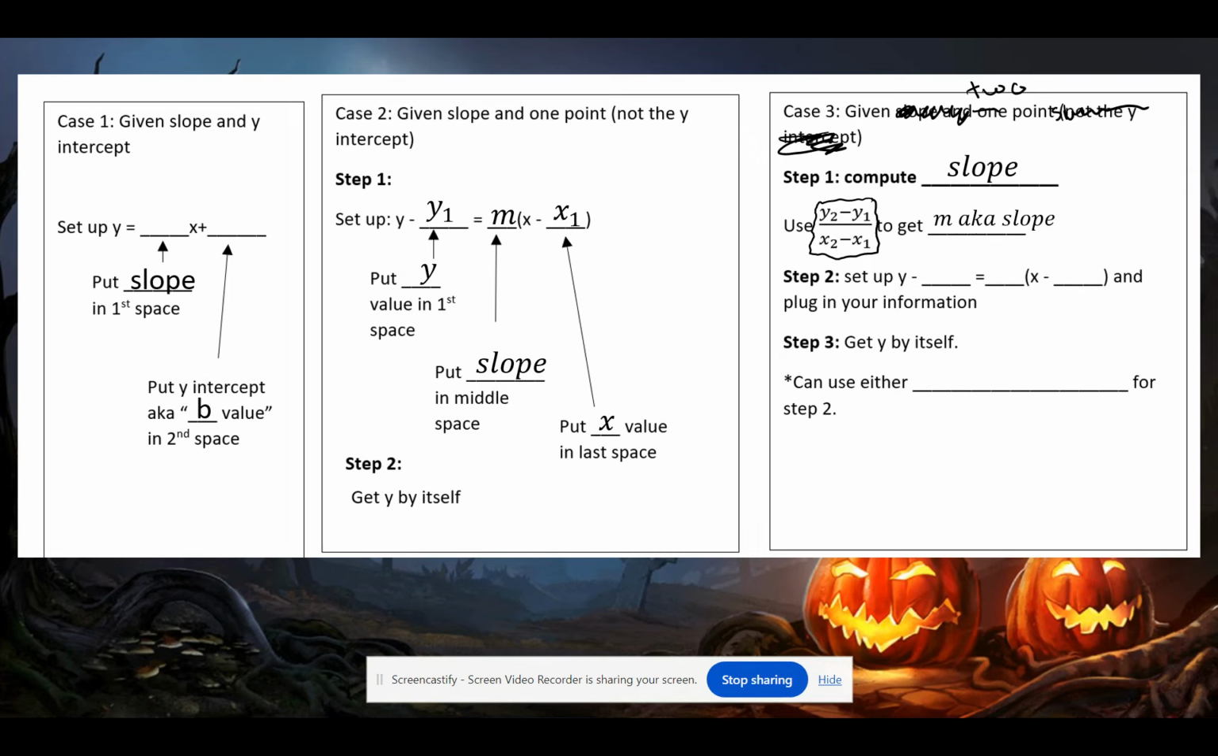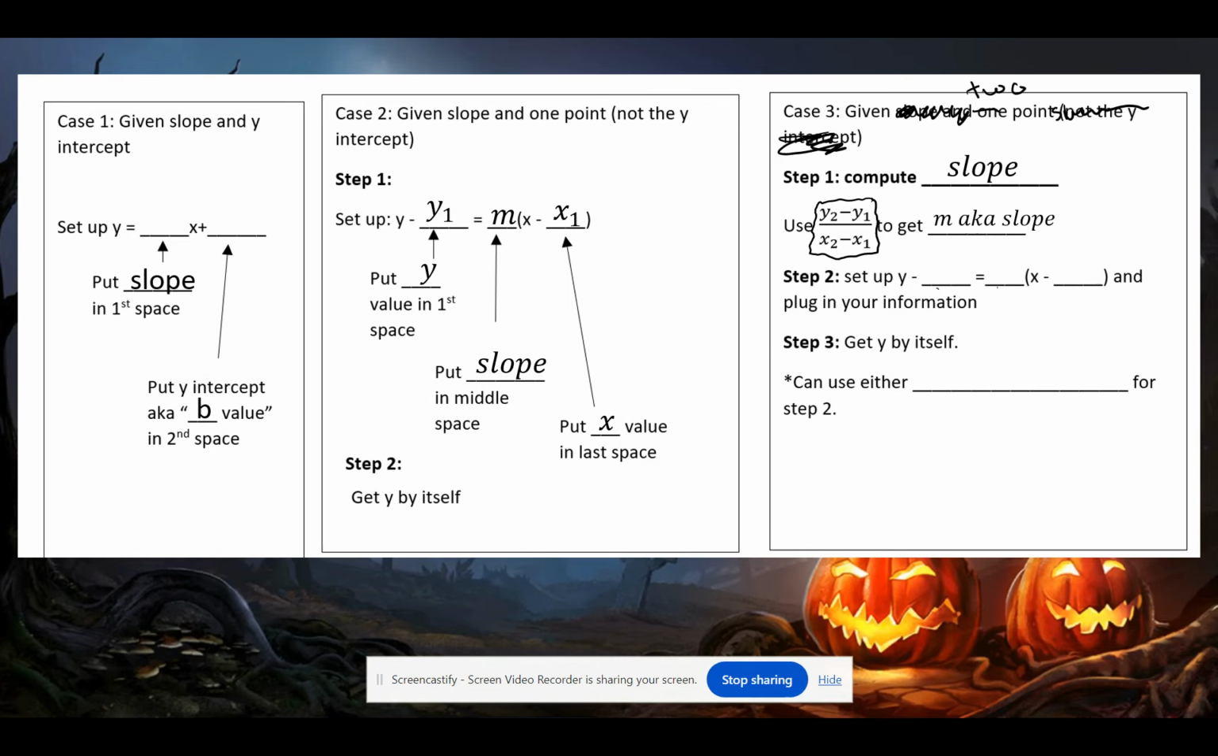Once you do that, you actually kind of revert back to a case 2. So you set up your case 2 formula with all these spaces. And I always tell my kids, y minus space equals space, parenthesis, x minus space. That seems really complicated right now, but as you say it over and over, it becomes second nature. And then you're going to plug in your information just like you would in a case 2 problem. And once again, you want to get y by itself.